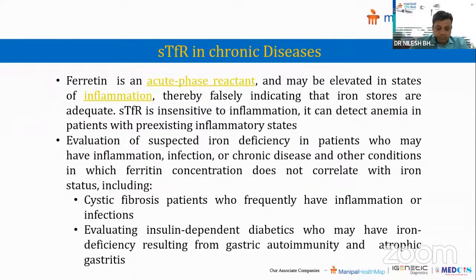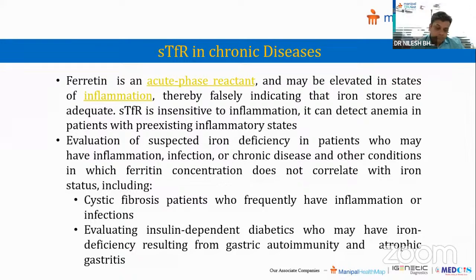So soluble transferrin receptor is not only helpful in diagnosing iron deficiency anemia, but it is also helpful in anemia of chronic diseases. Because up till now, we are dependent upon ferritin as a marker of the reservoir of iron. But we all know that ferritin is also an acute phase reactant. So it is elevated in various states of inflammation.